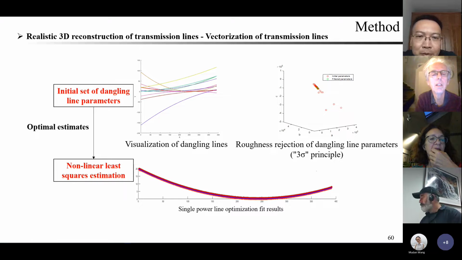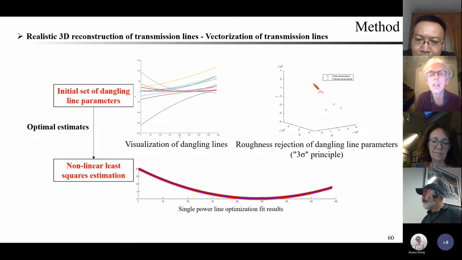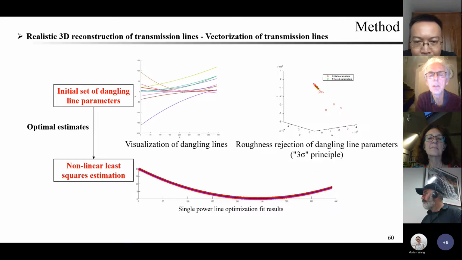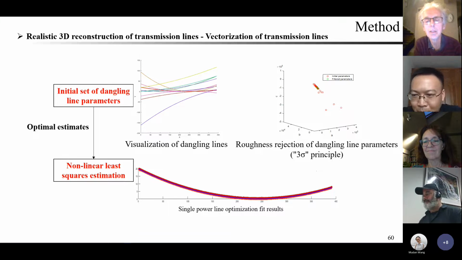Because we have different tries, we use the RANSAC principle to rule out the wrong estimations and use nonlinear least squares estimation to get an optimized result. But you are fitting then a parabola, are you? Yes. Okay. Yes. Okay, thank you. Good. You're welcome.